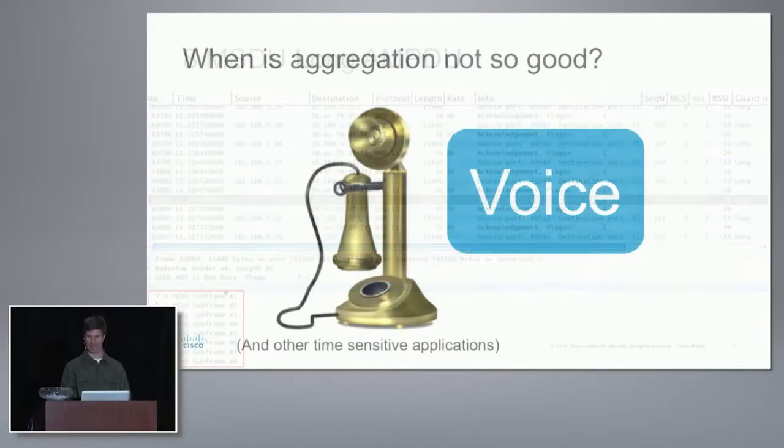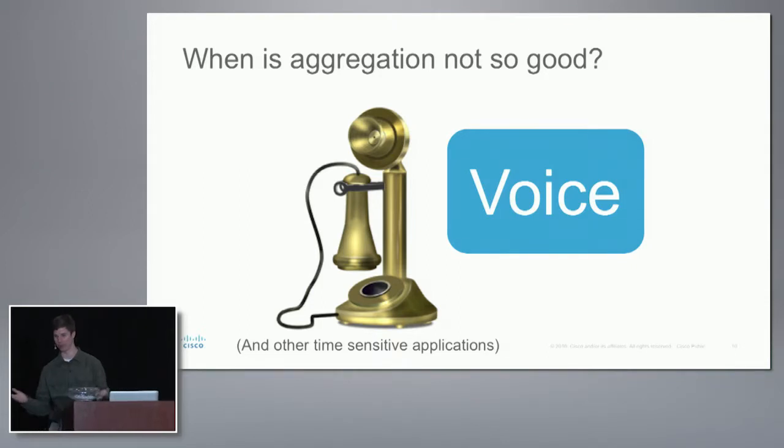So when does aggregation not go in our favor? Voice, right? Real-time applications. There's a reason that most vendors don't aggregate the voice queue. When you aggregate, you buffer frames on the AP, and wait a certain amount of time for frames to come in, and then spit them out to the client. There's no point in doing that to voice, because if you do, you're going to introduce delay and jitter, and voice doesn't work well.